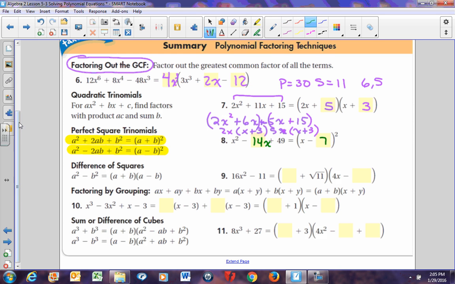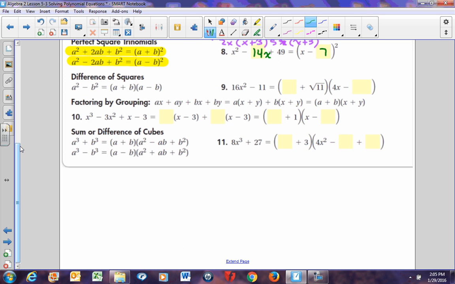The difference of squares: a squared minus b squared equals a plus b times a minus b. So if I have 16x squared minus 11, the square root of 16 is 4, and the square root of 11 is just the square root of 11. So I'm going to end up with 4x plus the square root of 11 times 4x minus the square root of 11. That may look really weird because you might say, we never factored like that before, but you can do that when you're working with polynomials.